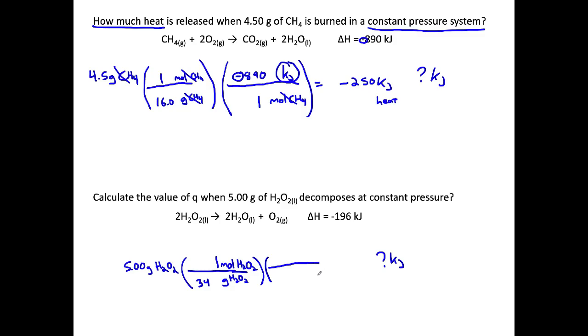And in our equation, we're told that when 2 moles of hydrogen peroxide decomposes, we can expect minus 196 kilojoules of heat to be given off. So 2 moles gives us minus 196. So that's our conversion here. We do the math, and we're going to see that we have an exothermic reaction of minus 14.4 kilojoules of heat given off in this process.